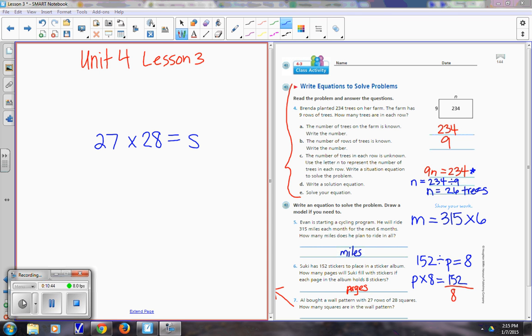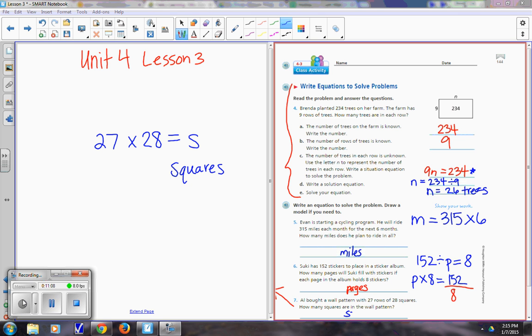This is new verbiage, I know. It's basically what problem you are going to do to get the answer. So now to solve it, I'm going to multiply 27 times 28 to get how many squares. And I'm going to let you multiply that out, and we will correct it first thing in the morning to see how you do.